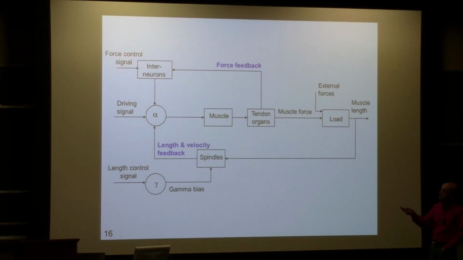We send some command to these inner neurons that are measuring force and to the gamma motor neurons that are modulating the length. So you generate some command to the alpha motor neurons. It activates your muscles. That muscle generates force. That force gets sensed by the tendon organs and is sent back to the alpha motor neurons. That force acts on a load that causes a length change. That length is sensed by the muscle spindles. The muscle spindles are controlled by the gamma motor neurons. That information is sent back to the alpha motor neurons. So you can control length and force.